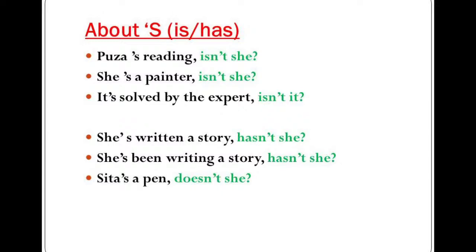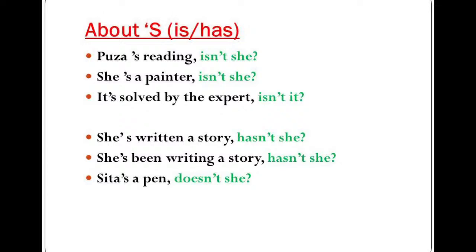But below, see the condition where apostrophe s becomes has, like she has written a story. There is verb 3, written. That is why this is not is, this is has. That is why the tag is hasn't she. Has is one of the auxiliary verbs. Similarly, she has been reading a story, hasn't she?